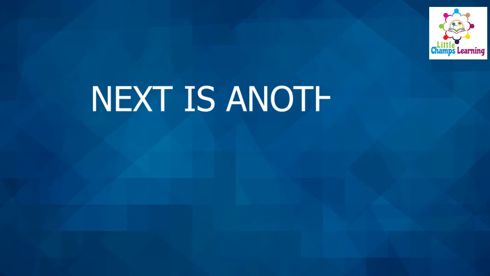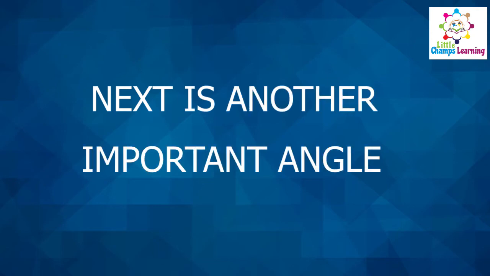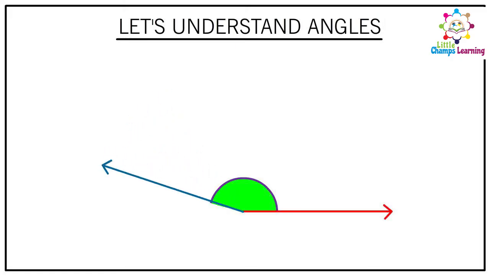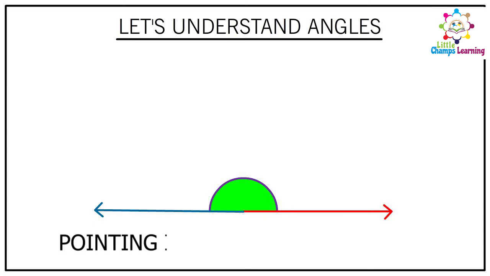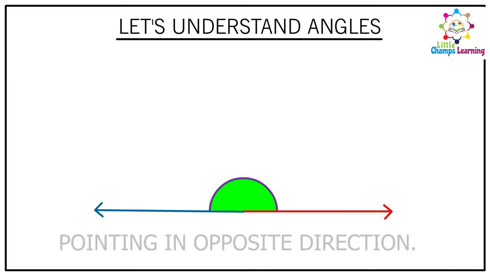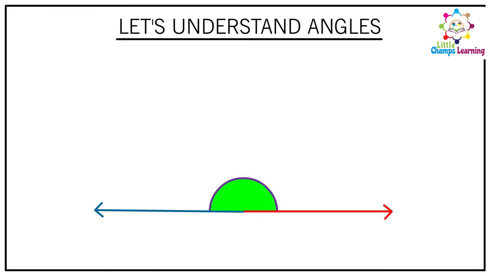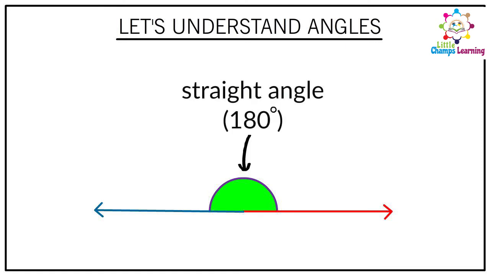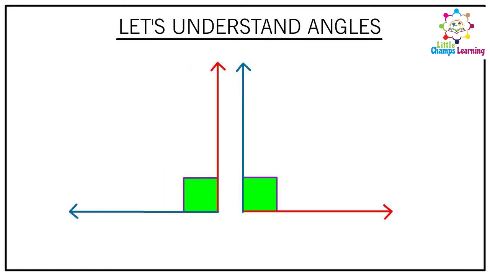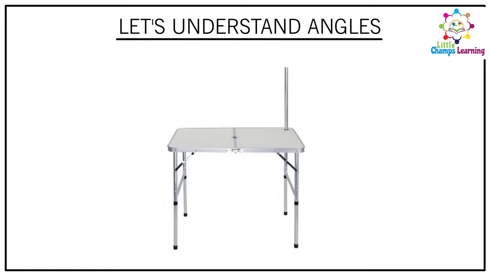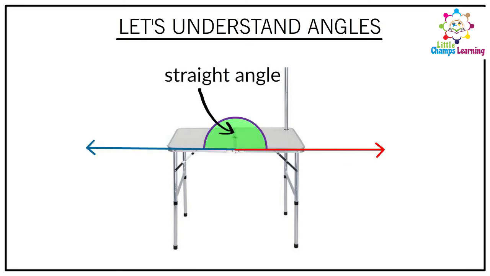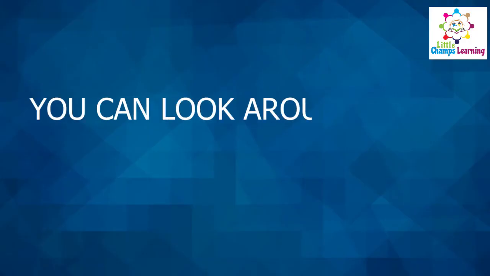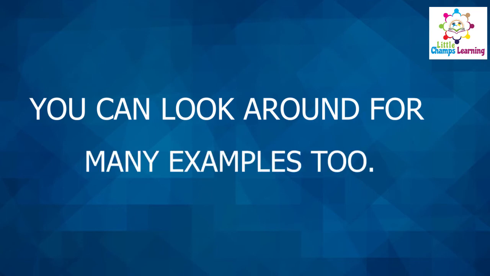Next is another important angle. Let's rotate the ray further. Now look at the two rays. They are pointing in opposite directions, making a straight line. The angle formed here is a straight angle. It measures 180 degrees. A straight angle can be formed by adding two right angles. You can find straight angles when you open this folded table, and you can look around for many examples too.